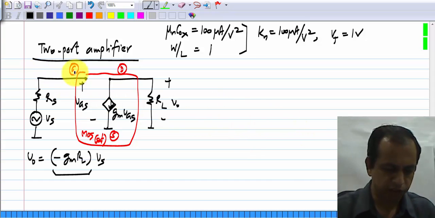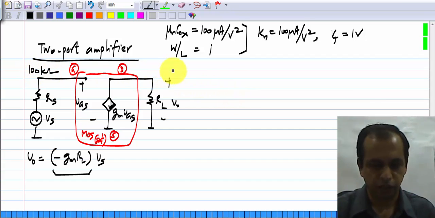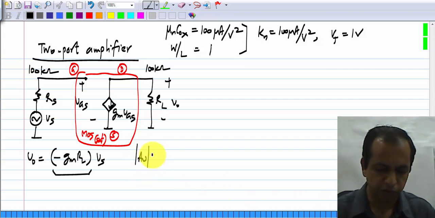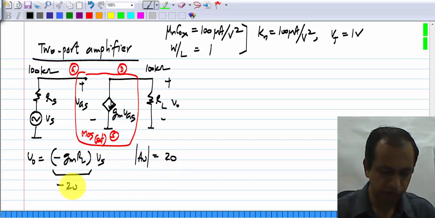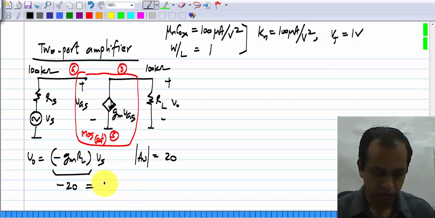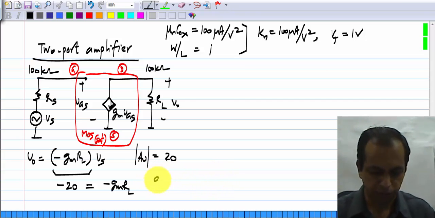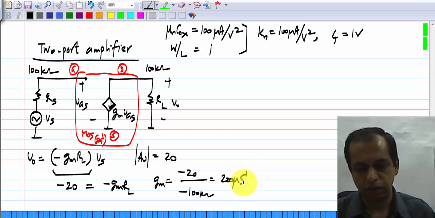For the sake of illustration, let us assume that this input source has an Rs which is 100 kilo ohm and the load RL is also 100 kilo ohm. Now, let us also say that the gain magnitude we require is 20 and because the gain of this circuit is negative, the gain will be minus 20 and it will be equal to minus gm RL, and from this we can compute the desired value of gm. gm will be minus 20 divided by minus 100 kilo ohms, which gives you 200 micro Siemens.